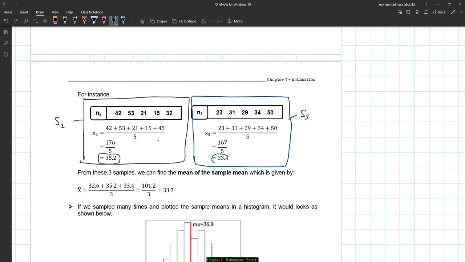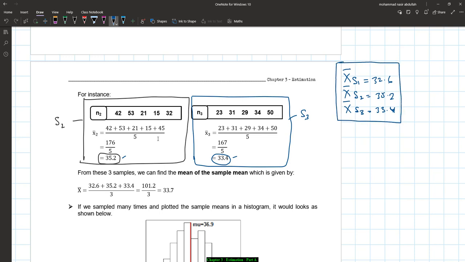So we got 33.4. If you notice, the value from each sample, sample 1, they got 32.6. Sample 2, they got 35.2. And sample number 3, this is the way we are talking about the mean of a sample, they got 33.4. So if you notice, the mean of each sample is different. So how can we generalize this value to the whole population?